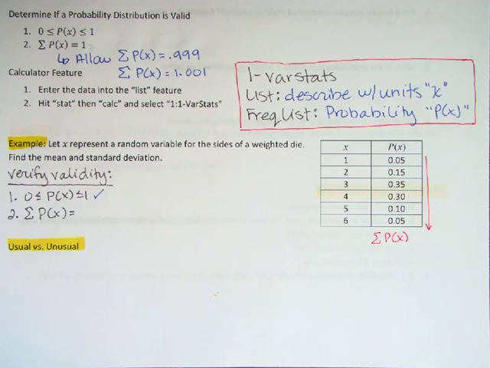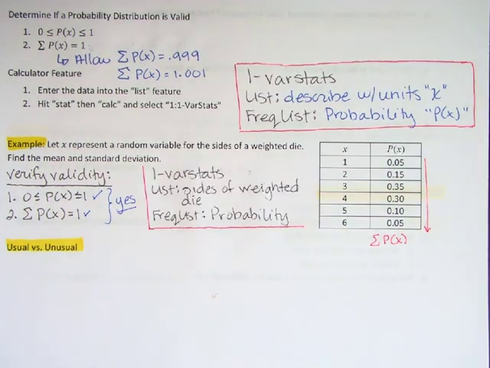Our second requirement is to find the sum of the probabilities. These need to be equal to 1 or very close to. We're going to add up all of the values in the probability column. When I add up all of the values in the probability column, I get that it is actually equal to 1. So yes, my probability distribution is valid, and now I can move on.